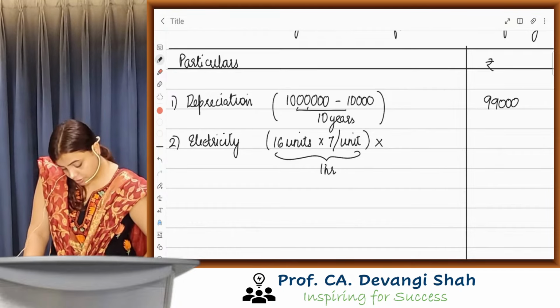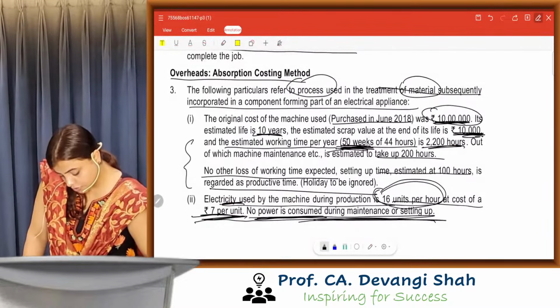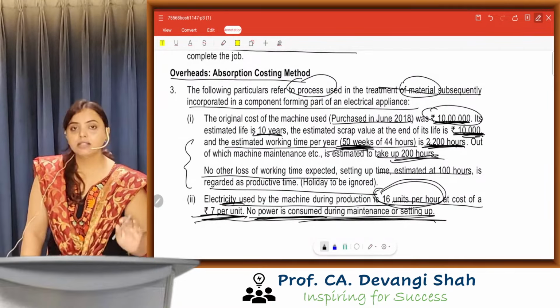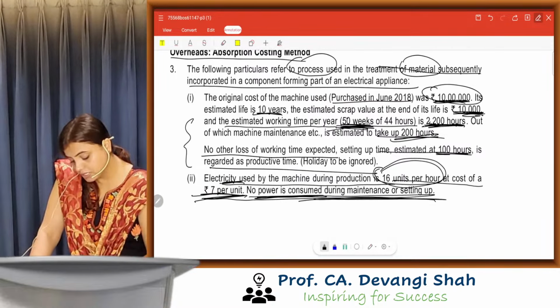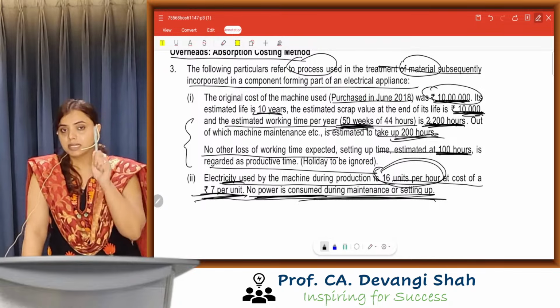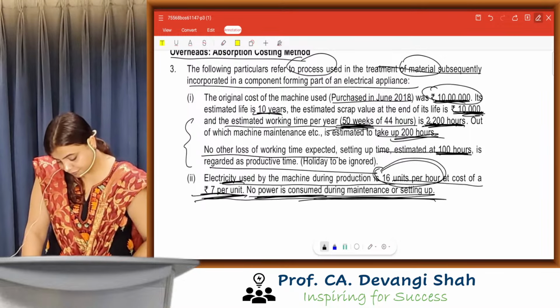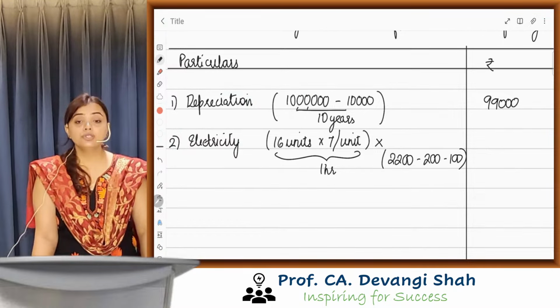Okay, so we know that our machine was there for 2200 hours, out of which 200 hours went in maintenance. So obviously 2000 hours the machine could be used. But again they have given that 100 hours it was set up. And in setup, we counted it as productive time, but in setup electricity is not used. So number of hours will be 2200 minus maintenance hours and minus this. So can you tell me for how many hours you have been using this electricity?